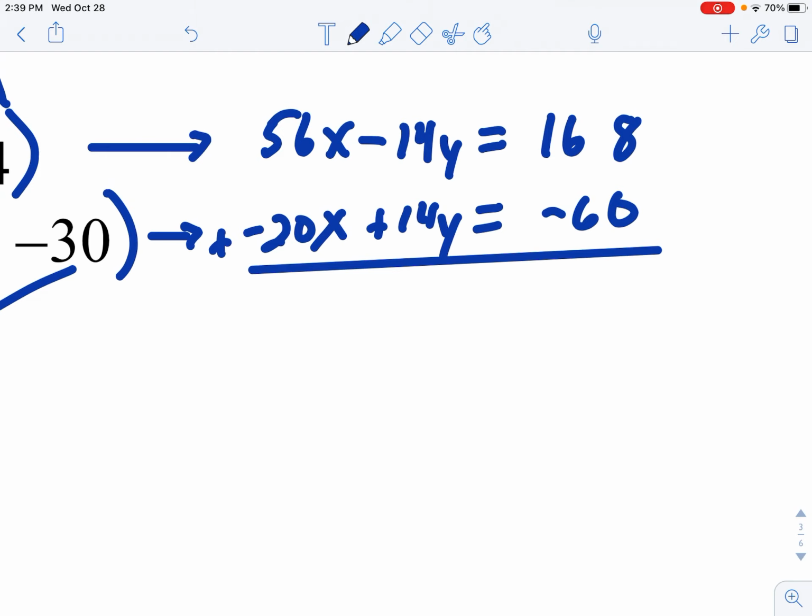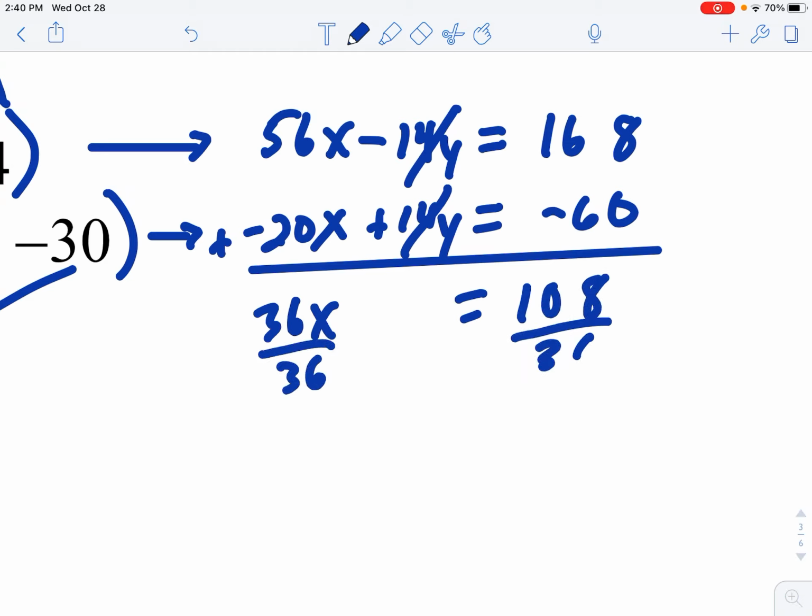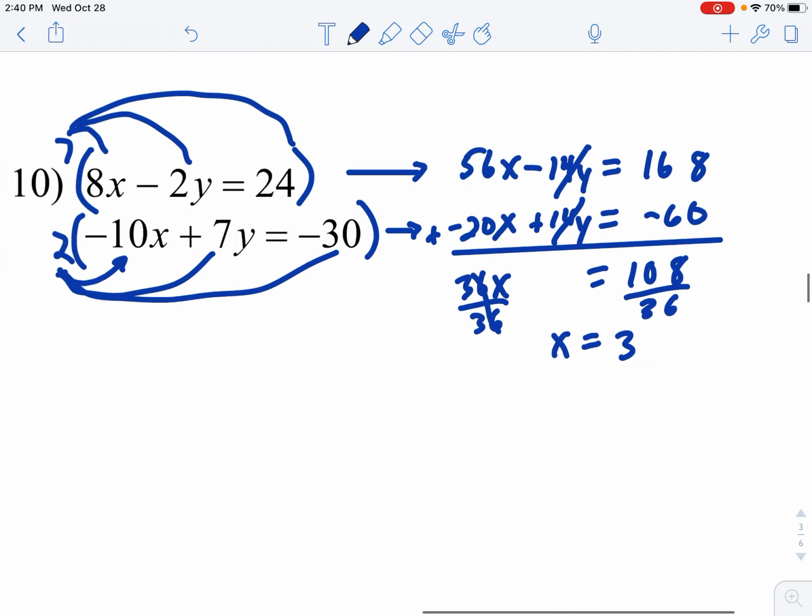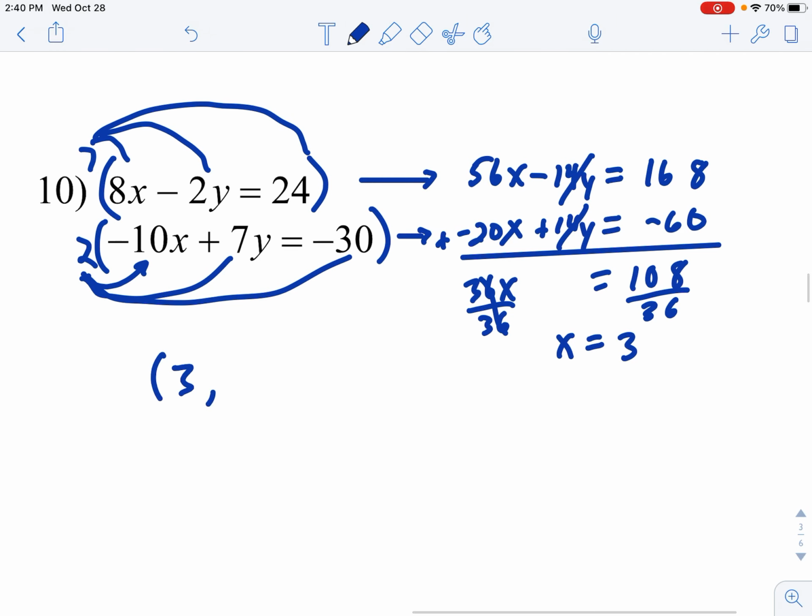Now when we work it out, 56 minus 20 is 36x. Very good. Negative 14 plus 14 cancels. Bring down the equal sign. 168 minus 60 is 108. Divide both sides by 36. And you might not recognize 108 divided by 36, but it works out just fine. It's 3. Grab a calculator if you need to on these steps. But 108 divided by 36 is a nice whole number, 3.